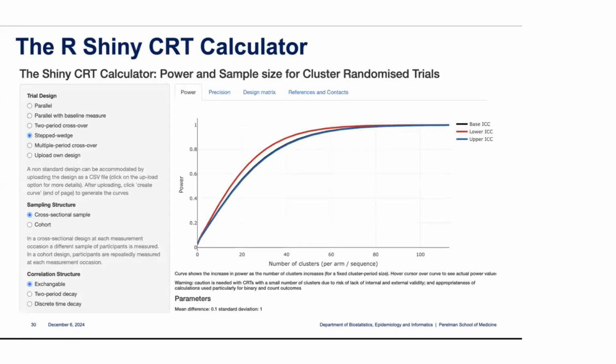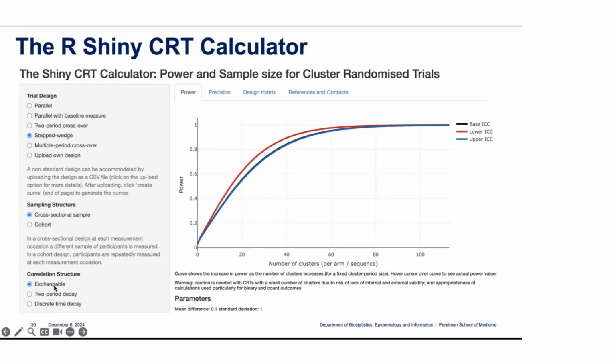So this is what the R-Shiny calculator looks like for power and sample size for cluster randomized trials. This is accessible online. And here you note that you're going to select your trial design. So here we've noted stepped wedge. We note the sampling structure because it's cluster randomized and because it's longitudinal, we again have to indicate whether we have a cohort, meaning the same individuals within each cluster followed over time, or cross-sectional, meaning different individuals that are assessed at each time point within the cluster.